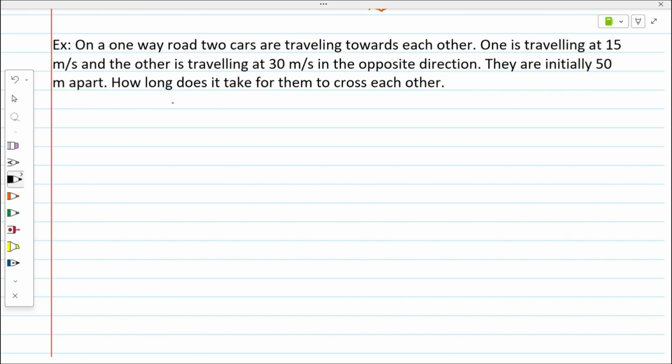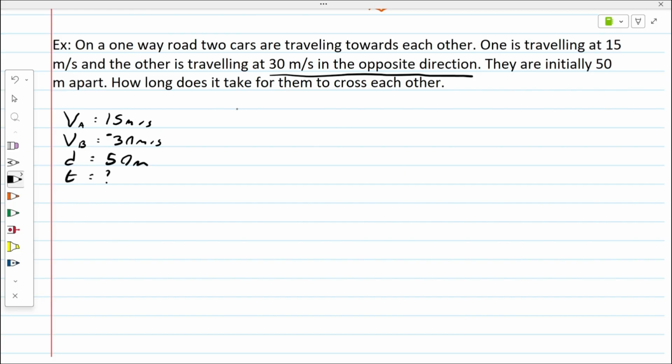So we'll denote the first car as velocity A, and in this case it is 15 meters per second. And then velocity B will be the other car going 30 meters per second. But notice that it's in the opposite direction to the first car. So we couldn't really make either of them negative, but since this says opposite direction, I'll make the 30 meters per second negative, because one of them has to be in the opposite direction, right? And they're initially a distance of 50 meters. So we want to know the time it takes for them to cross each other.